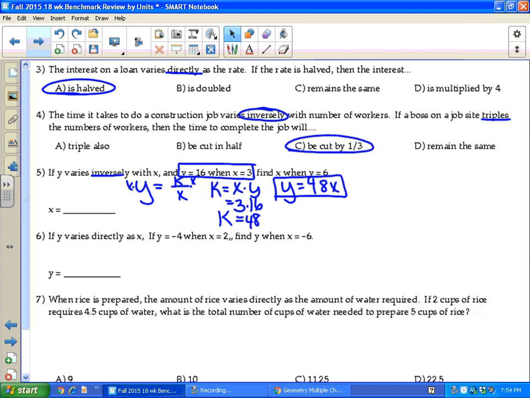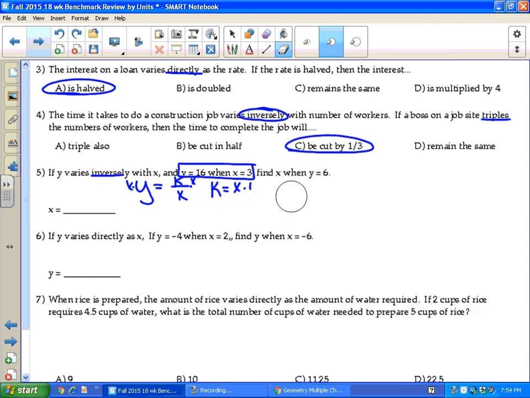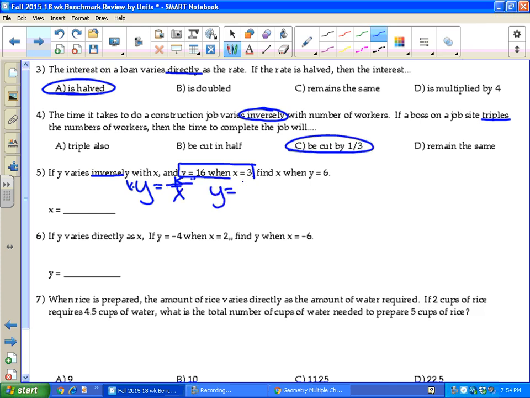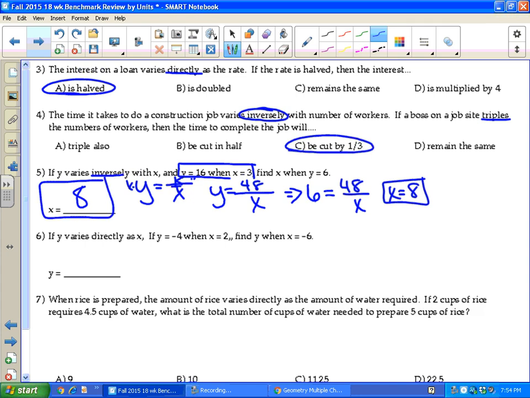Find X when Y is 6. Okay. So 6 equals 48 times X. Sorry, my bad. I wrote that wrong. Solved it right, wrote it wrong. Let's go back to this step. My bad. So sorry. Y is equal to 48 over X. And now if I put in X, 6 is equal to 48 divided by X. So X would have to be 8. My X answer is 8. Sorry, I got off track there.